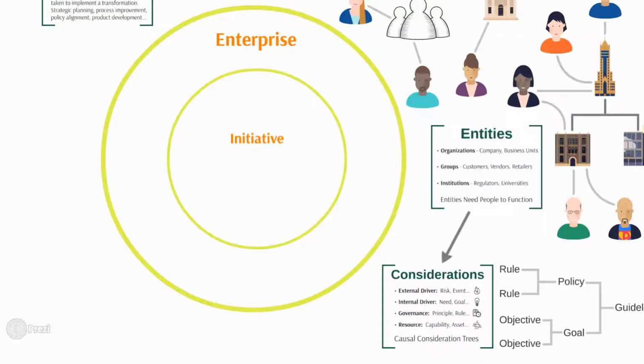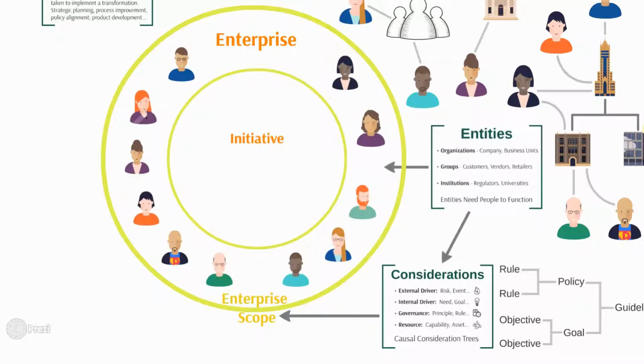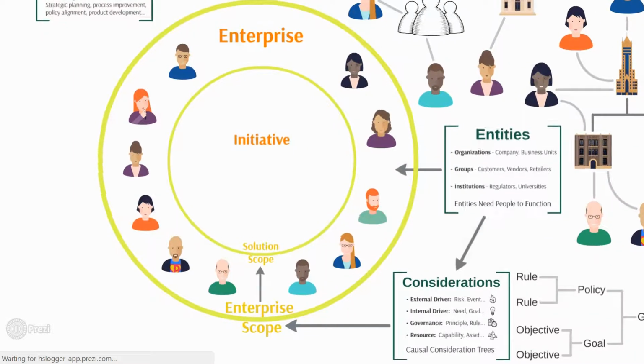Related considerations are assembled to form the scope of an enterprise. Once the enterprise scope is known, entities that share those considerations are included, and along with entities come their people. It's those people who prioritize and filter enterprise considerations to form the solution scope of one or more change initiatives.